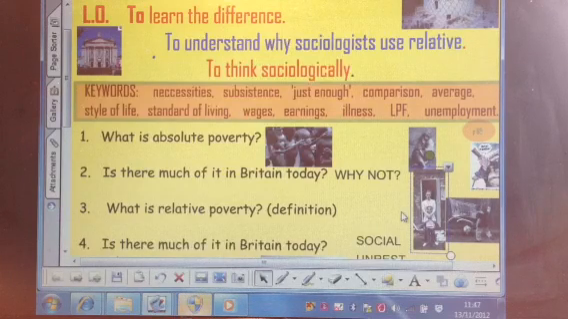And in Britain, it's a simple definition. What's the average income? Take that number. If you earn less than 60% of that, you are poor. So if the average is £100, if you have less than £60 a week, you are officially poor. You live in relative poverty. You're not going to die, but you are poor compared to everybody else.